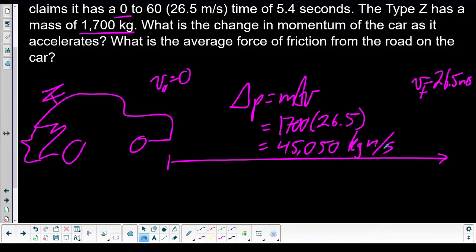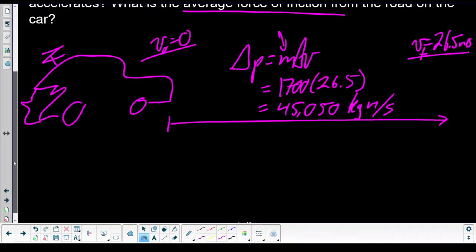So there's our change in momentum. That's pretty straightforward. As long as we know the mass of the object in question, and the final and initial velocities, we can just brute force calculate it, throw it into the momentum equation, and let that thing rip. So now we want to know, what is the average force of friction from the road onto the car? So let's start by taking a peek at the force diagram in case there's anything weird, but we should just check.